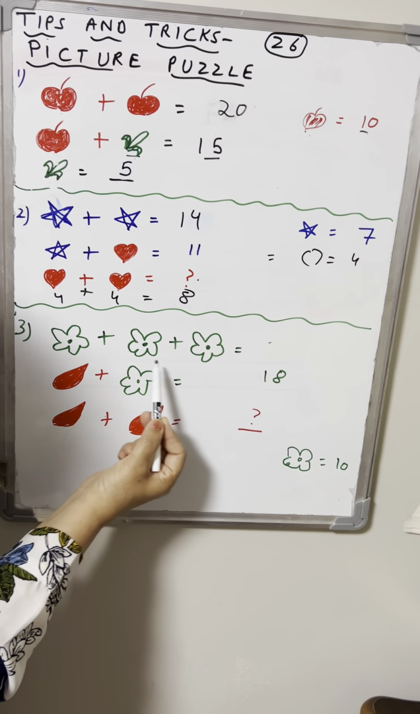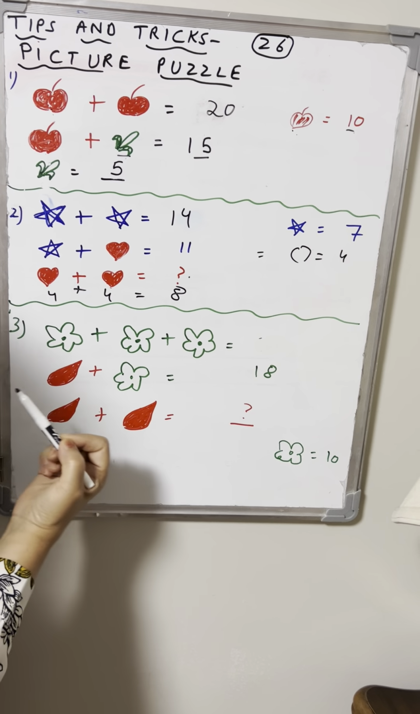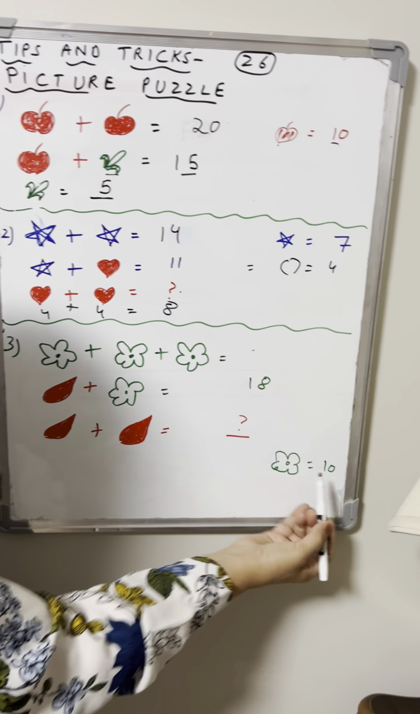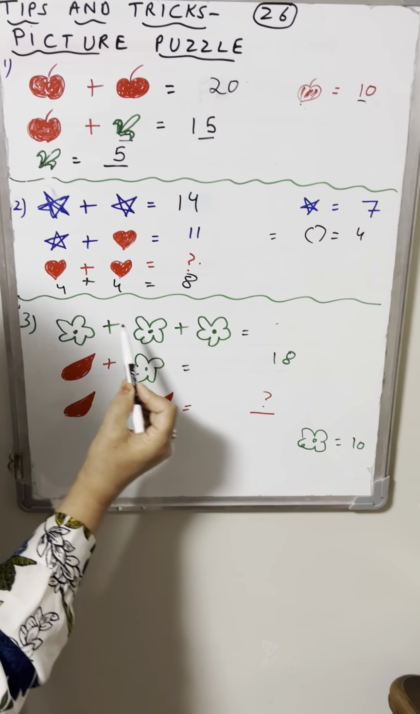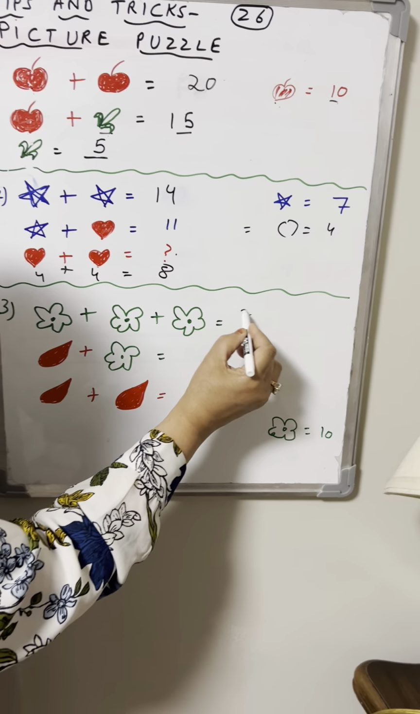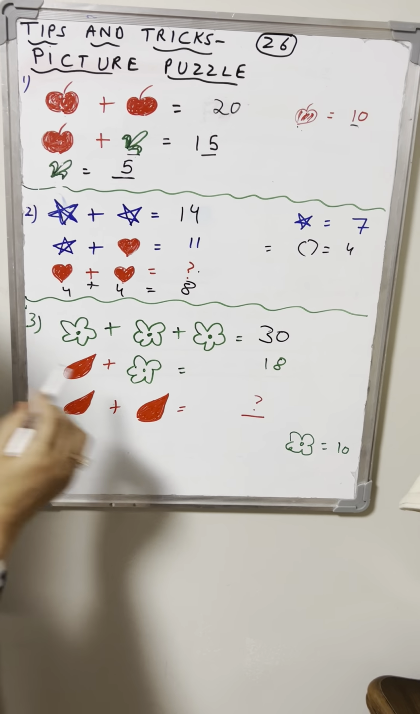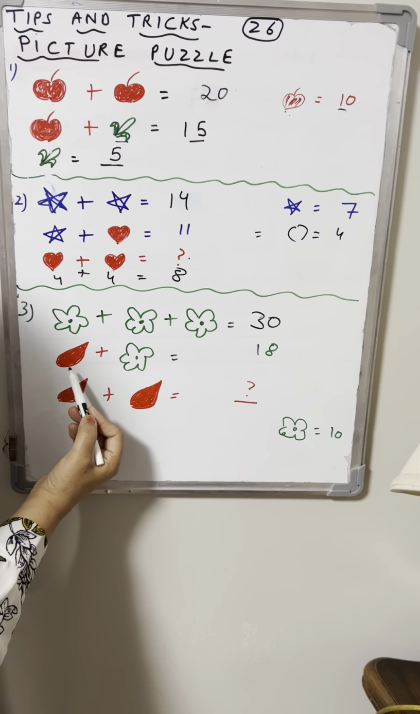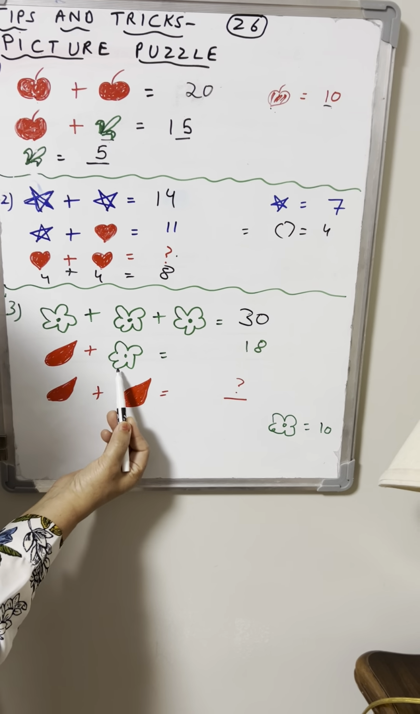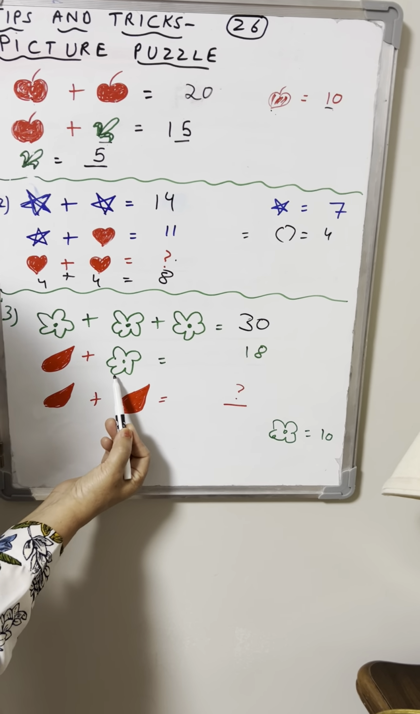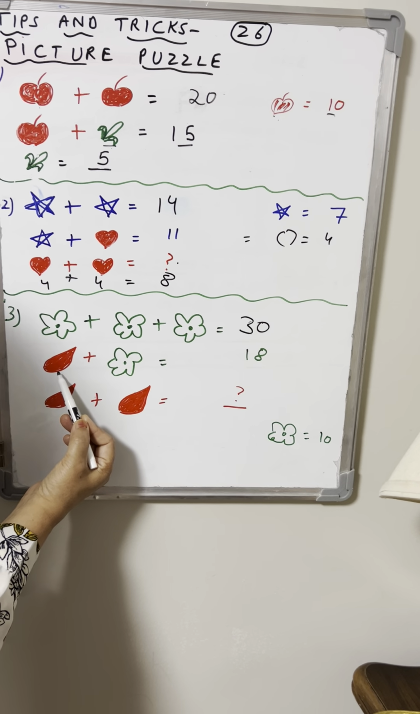We have 3 flowers, 1, 2, 3. And the value of one flower is equal to 10. So what will be the value of 3 flowers? 10 plus 10 plus 10, 30. Now look here. Here one leaf and one flower is equal to 18. You know the value of flower is 10. So what will be the value of leaf?